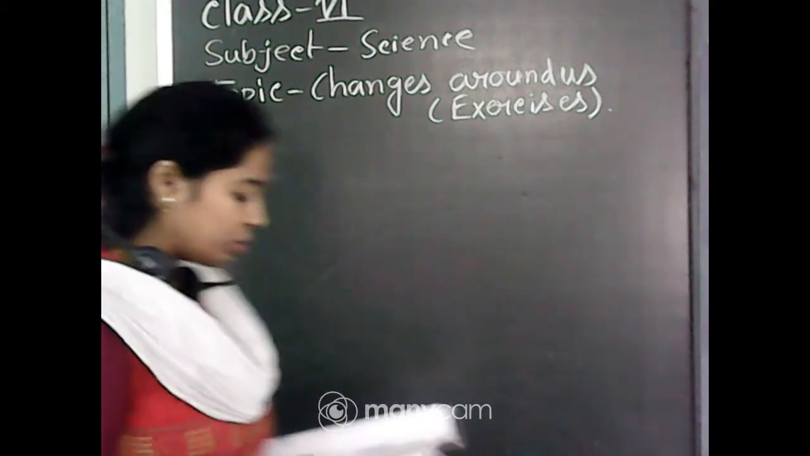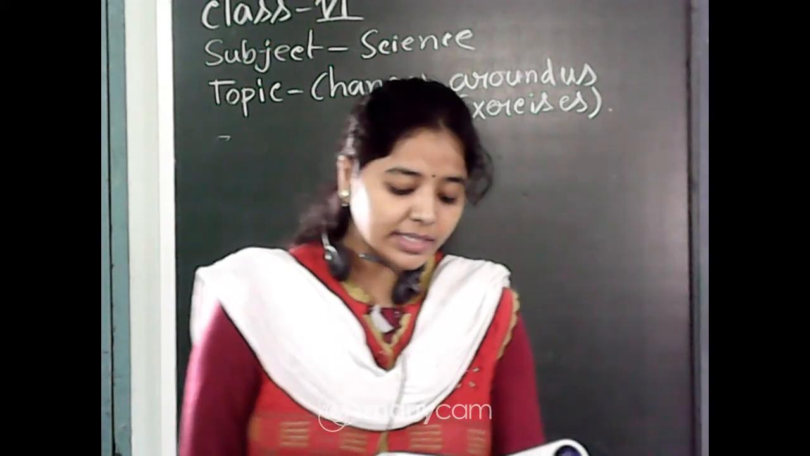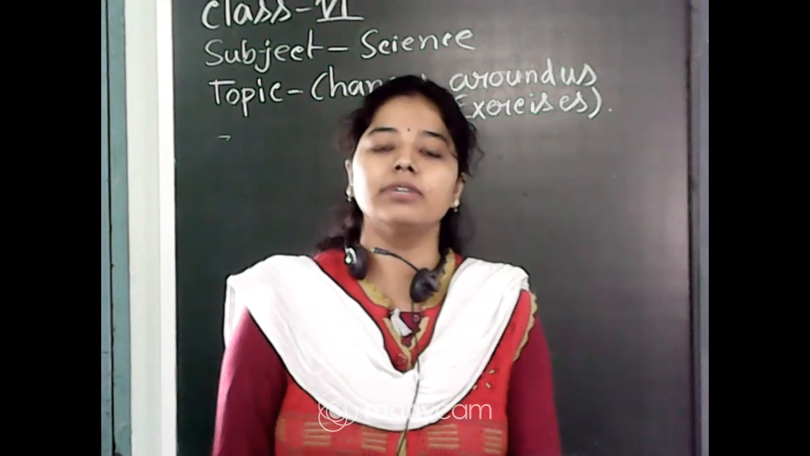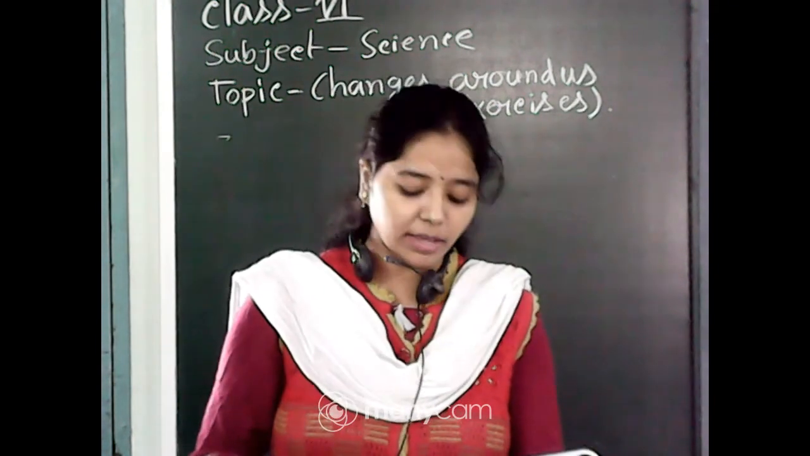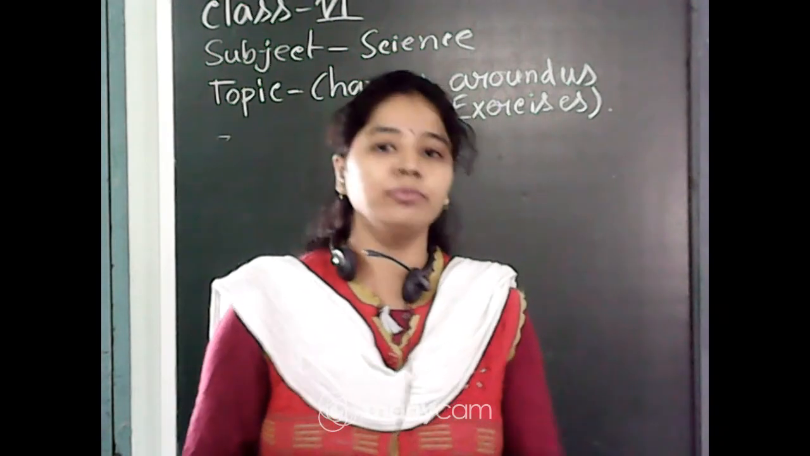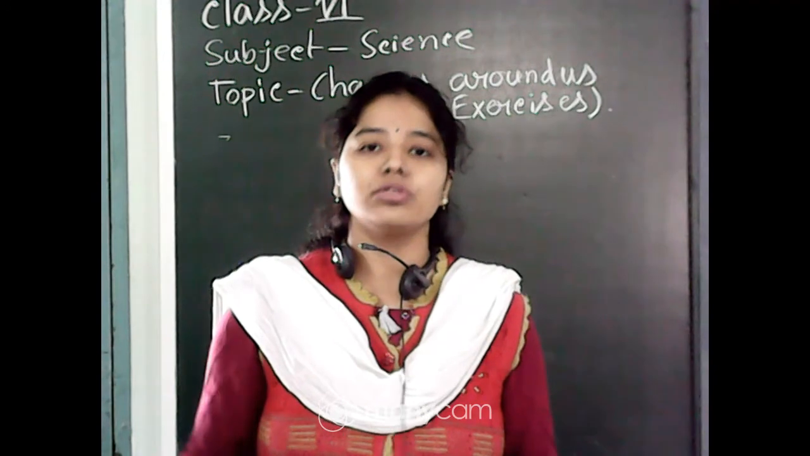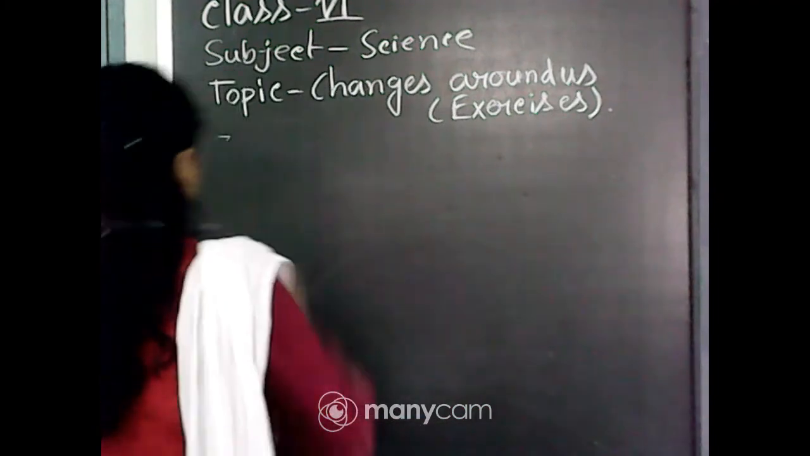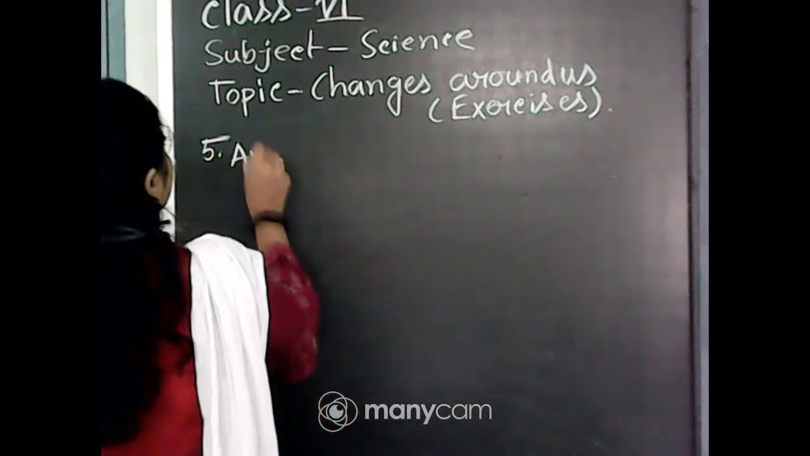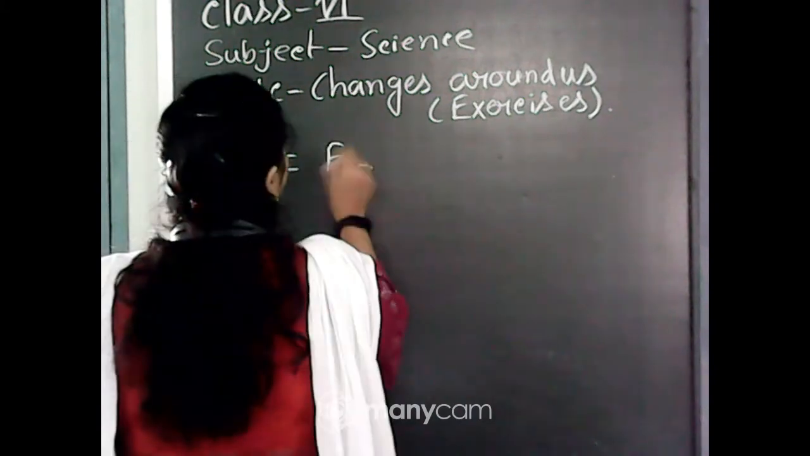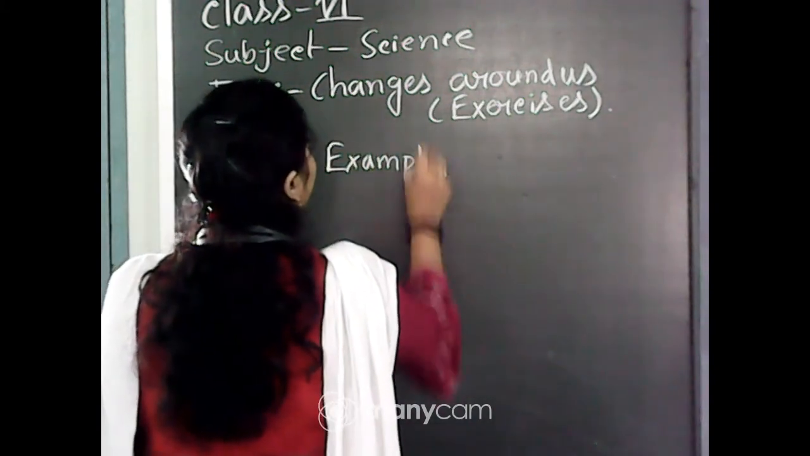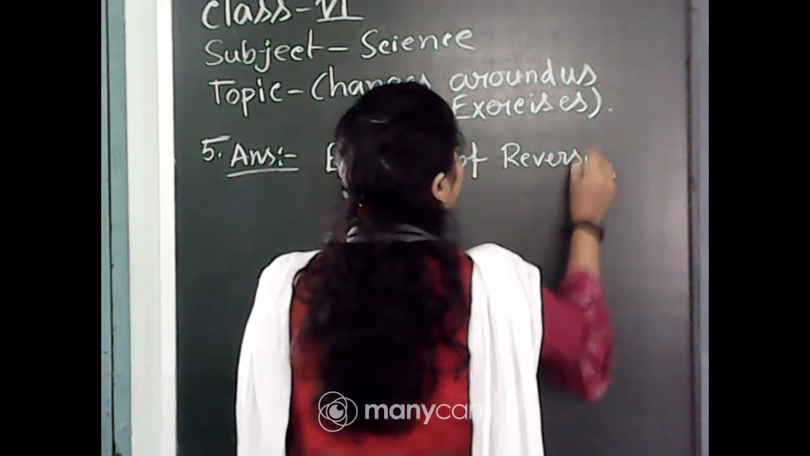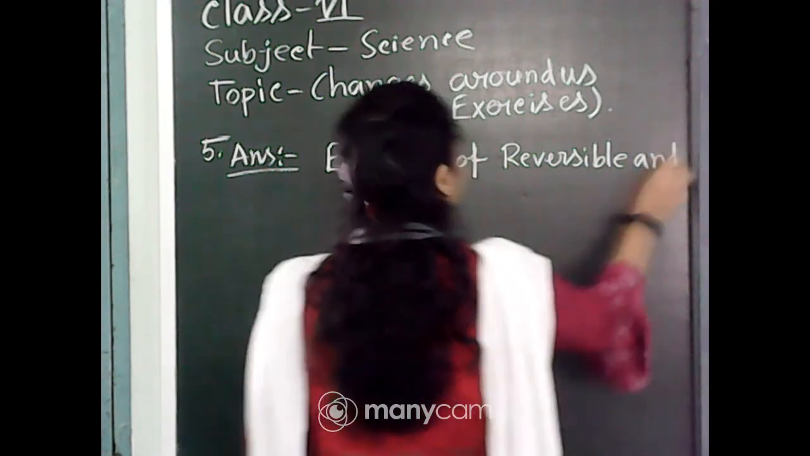Now question 5 is there: give examples to explain the difference between changes that can or cannot be reversed. Okay. So we have to give some examples of those reversible and irreversible changes. Try to write those in your copy. Now the answer to question 5: examples of reversible and irreversible changes.